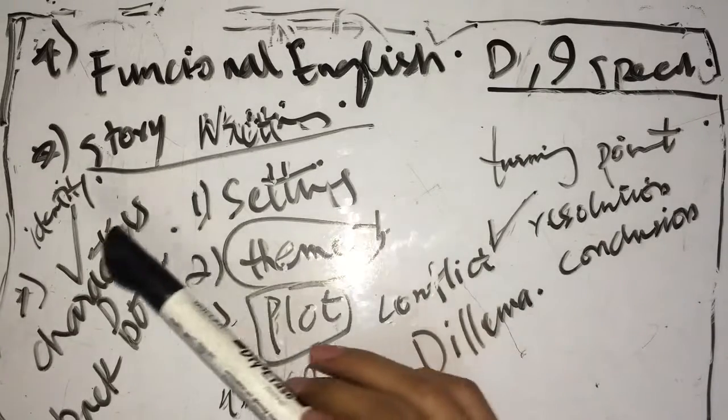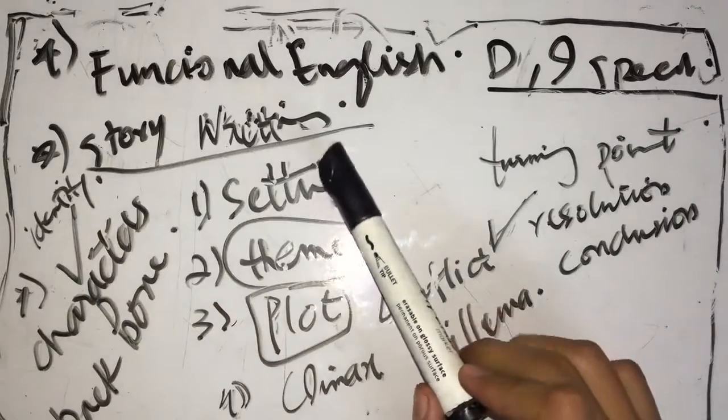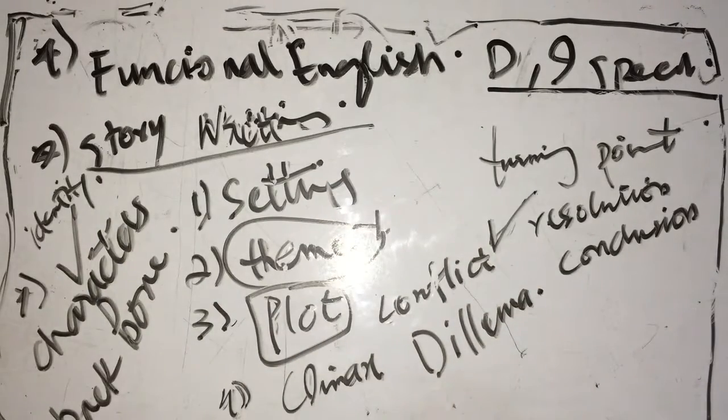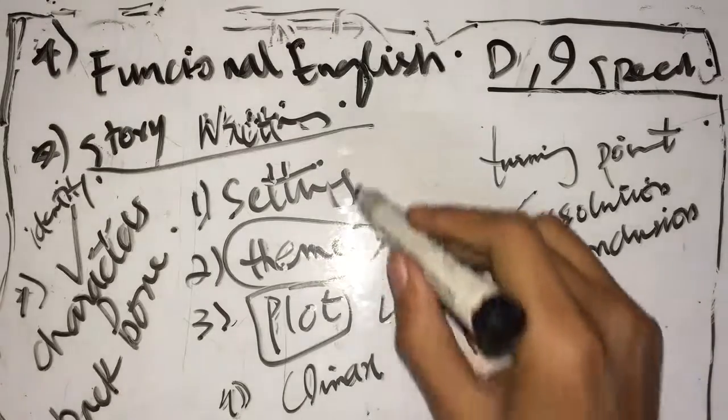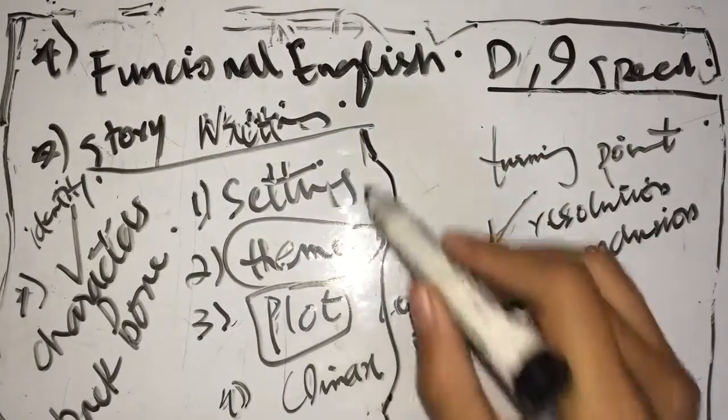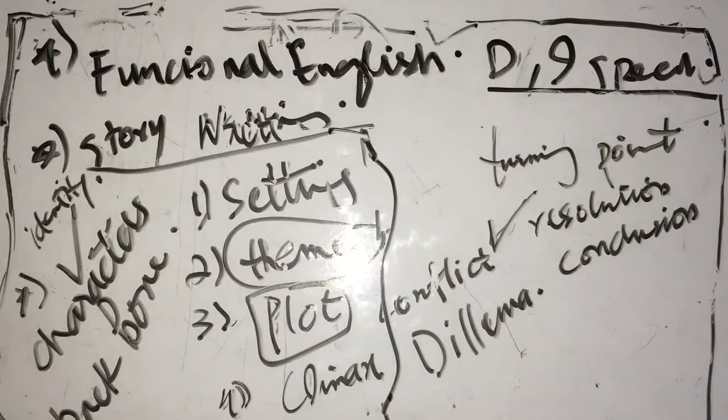So you have characters, you have setting, you have theme, you have plot, you have climax, and these are some of the fundamental parts of story writing, which you have to consider before writing a story. And if you understand all of them, you can write a really good story by yourself.